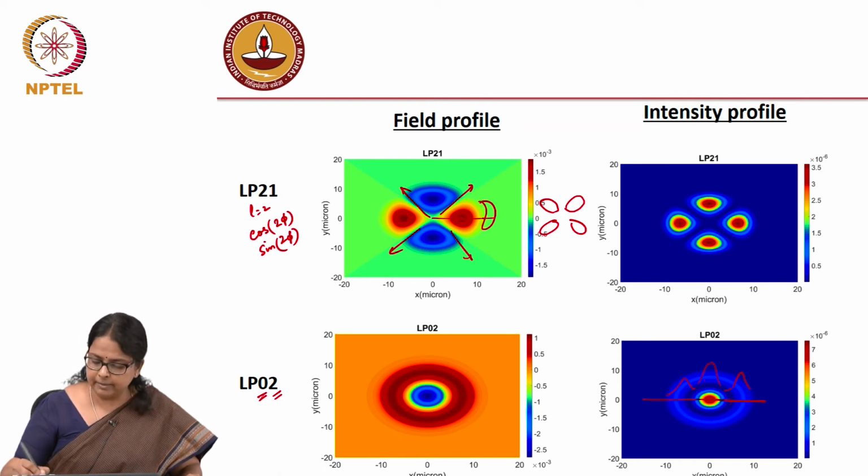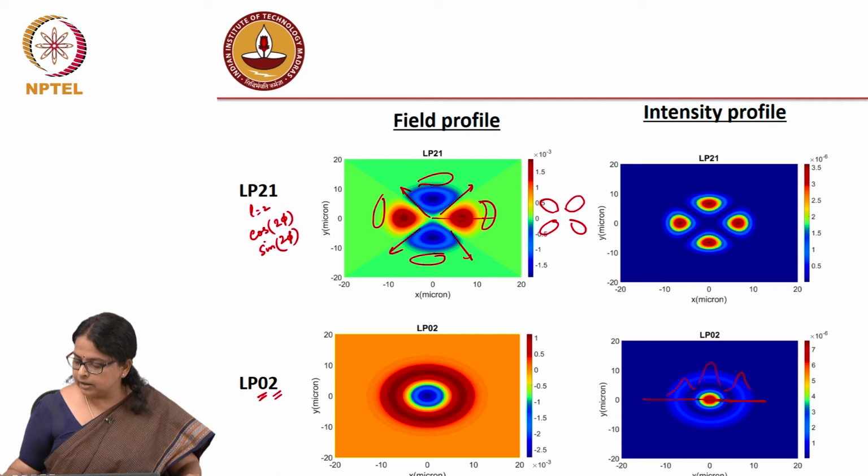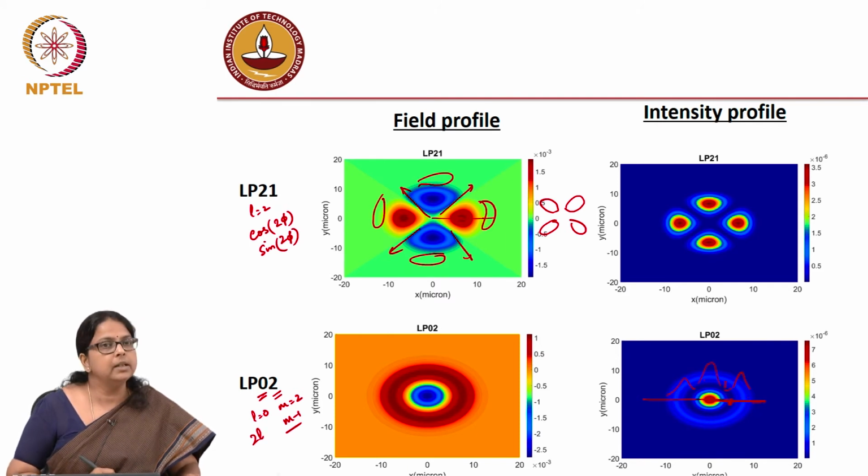I did not get a profile like this. For instance, here I got a 0 in the radial direction. I got maximum, minimum, maximum. So along the radius, I have a 0 here, and that happened when L equal to 0, m is equal to 2. So you say 2L zeros in the azimuthal direction, m minus 1 zeros in the radial direction. This is how you will identify.